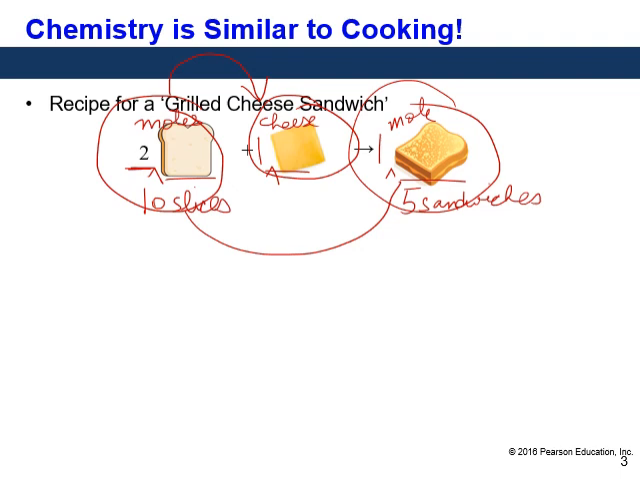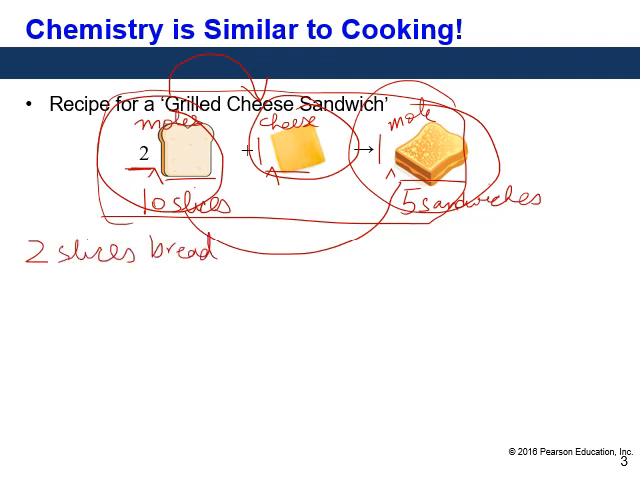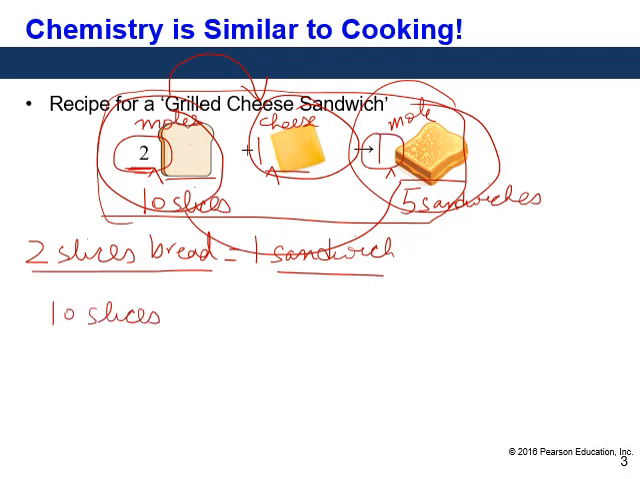So what are my conversion factors? The recipe right here gives me my conversion factors, meaning 2 slices of bread would produce 1 sandwich. And this is my conversion factor between my reactant and product. These numbers are again the moles of reactant and product. Now if I tell you you have 10 slices of bread, and we are trying to figure out how many sandwiches, this is my conversion factor. I have slices of bread up here.